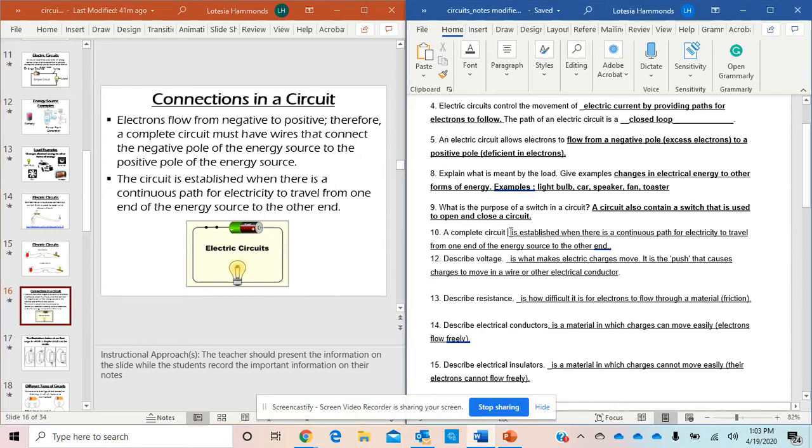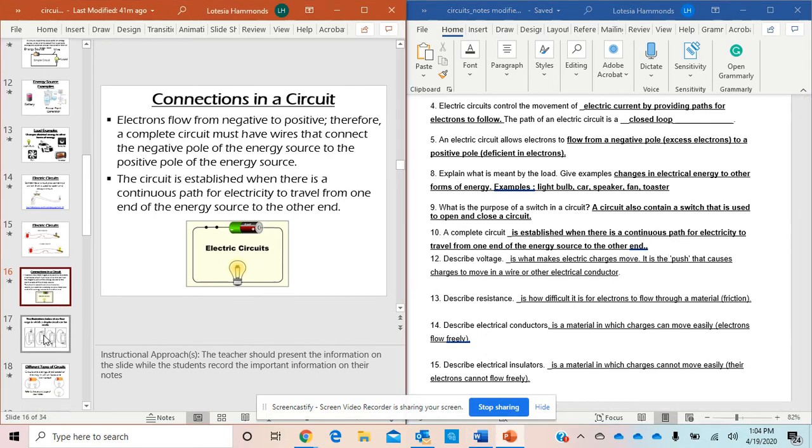So for question 10, where it's asking you to describe a complete circuit, this second bullet is where I was able to locate the answer. And again, it is established when there's a continuous path for electricity to travel from one end of the energy source to the other end of the energy source.